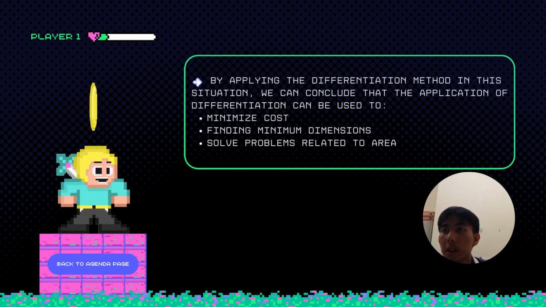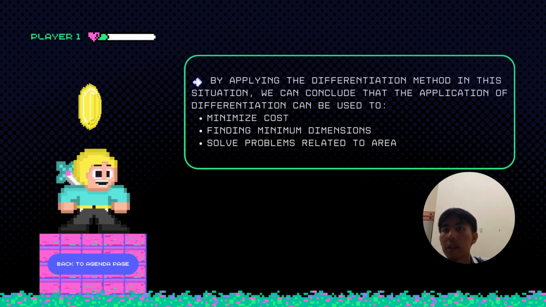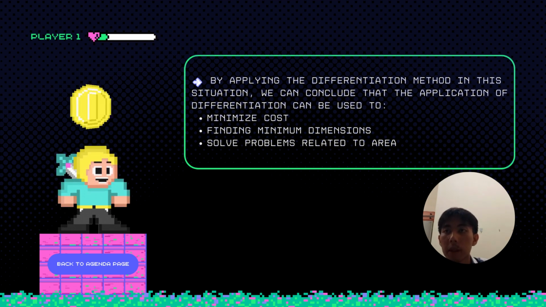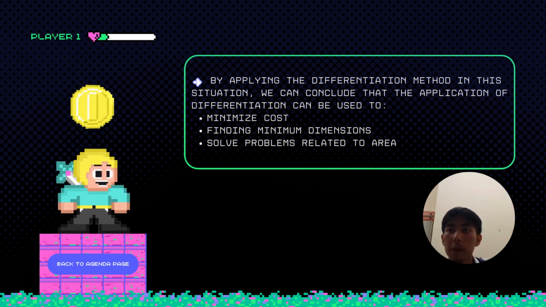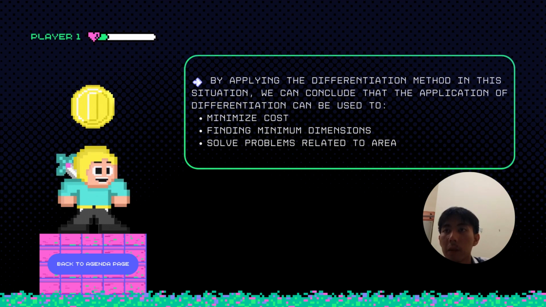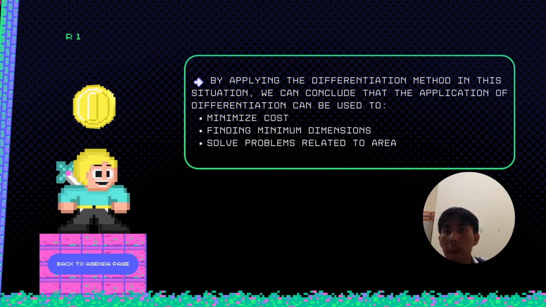So for the conclusion for our topic, application of derivative, by applying the differentiation method in this situation, we can conclude that the application of differentiation can be used to minimize costs, find minimum dimensions, and solve problems related to area.